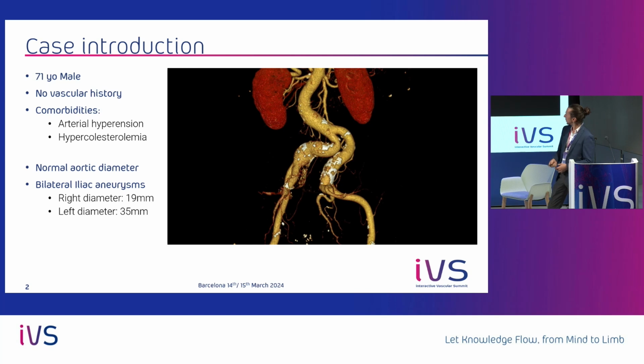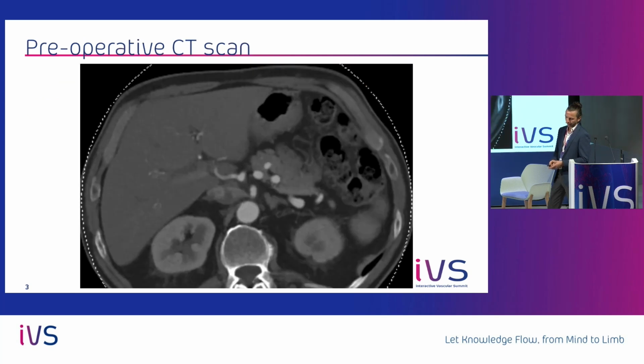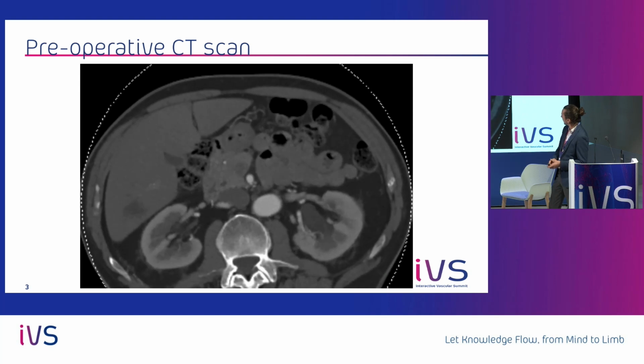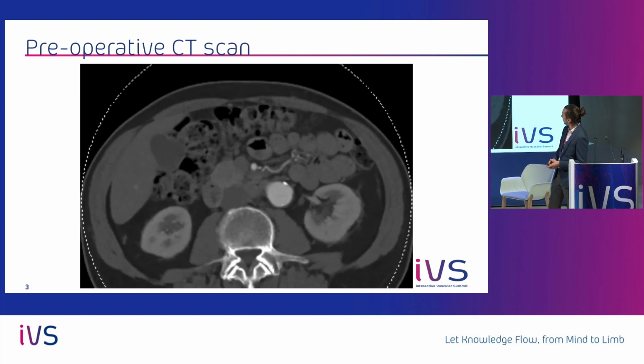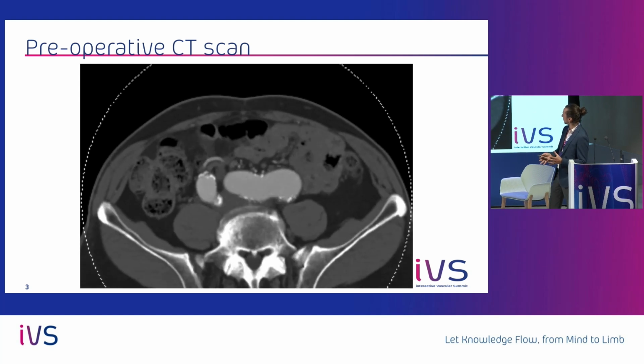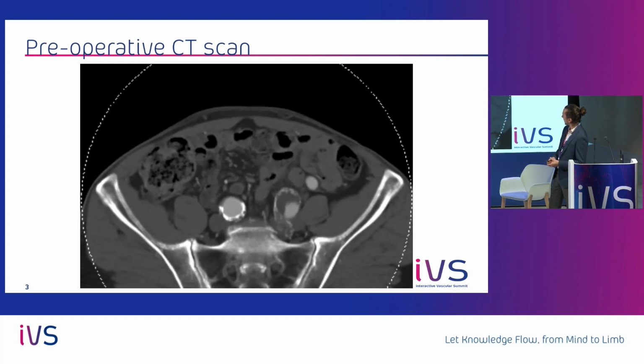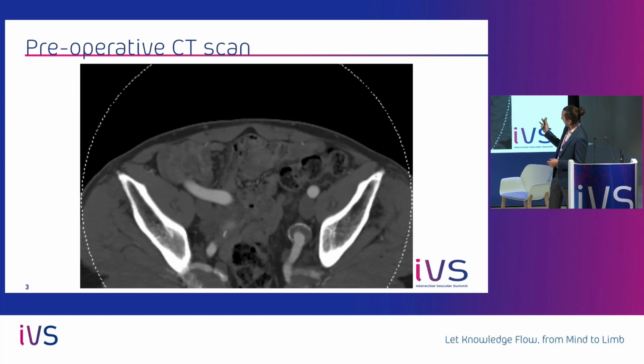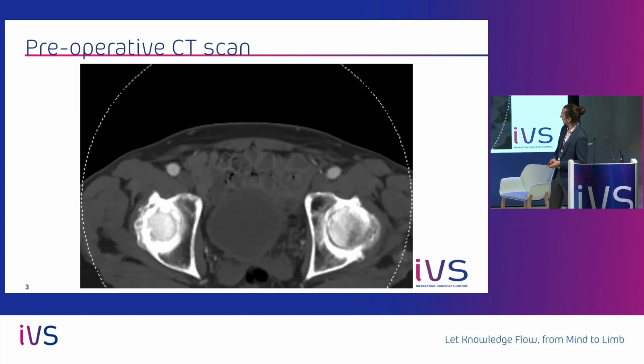As you can see on the image on the side, he has a normal aortic diameter, but he has two iliac aneurysms. On the right side, it's only 19 millimeters, but on the left side, it's starting to grow quite big to 35 millimeters. This is the CT scan. You can see the infrarenal aortic portion is quite normal. Then you will see on the right side, the iliac is ectatic, but on the left side, it's getting quite big. And the hypogastric artery, also on the left side, is aneurysmatic until quite deep into the pelvis.